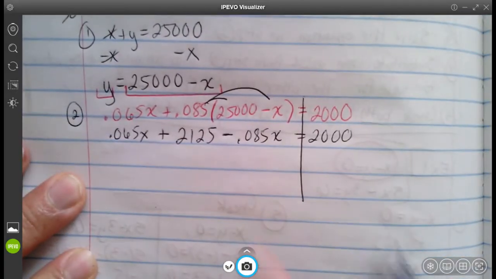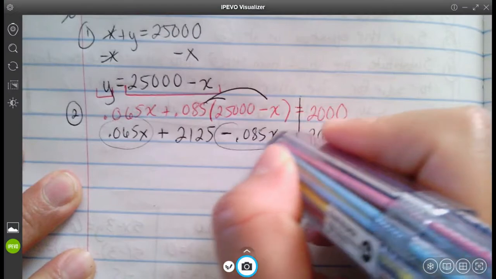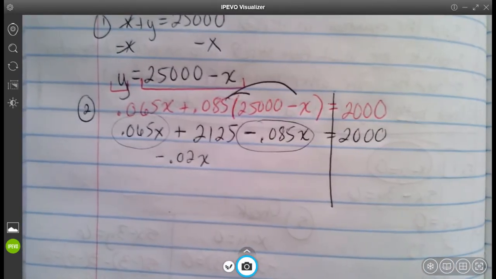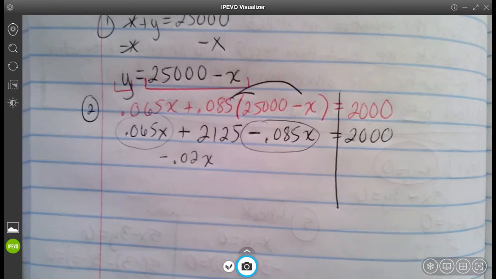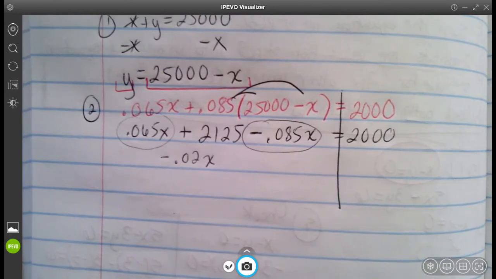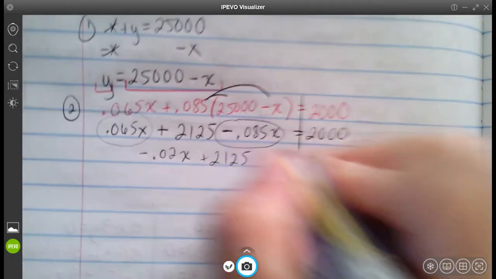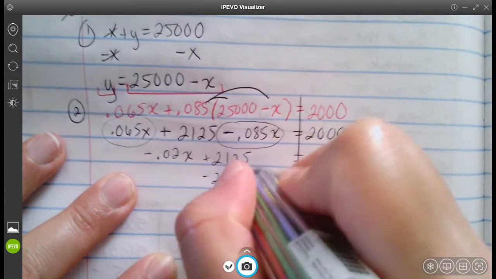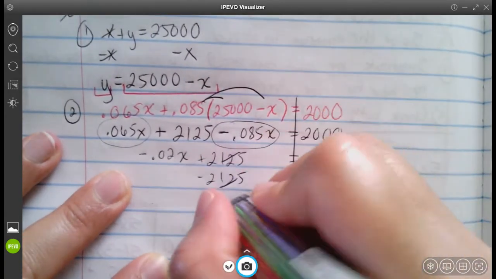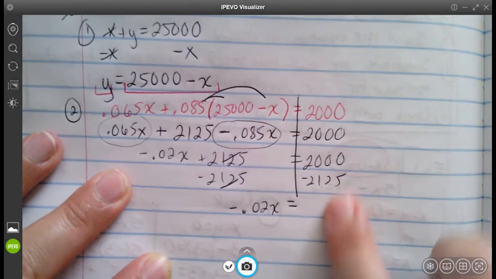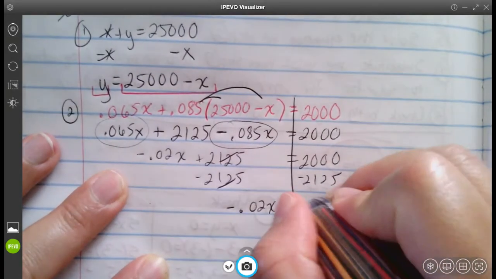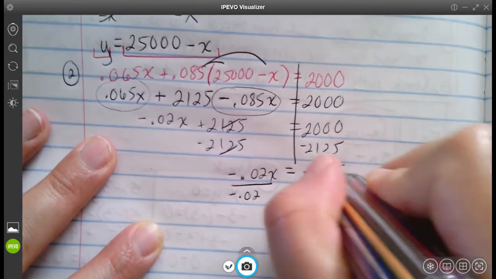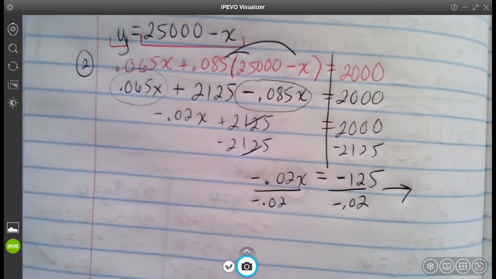Now we're going to keep solving, so we're going to combine like terms. 0.065x minus 0.085x is going to give us negative 0.02x, plus 2,125. Let's double check just to make sure, because it is after school and I tend to make a lot of mistakes after school. Yeah, we're right. So this plus 2,125 is equal to 2,000. We're going to subtract 2,125 from both sides, which leaves us with negative 0.02x is equal to 2,000 minus 2,125, which is negative 125. Divide both sides by negative 0.02, and let's see what that is.